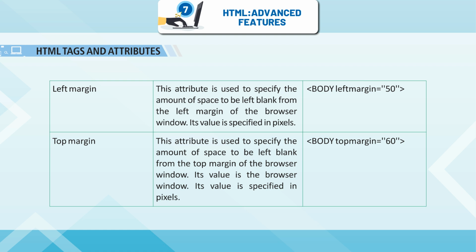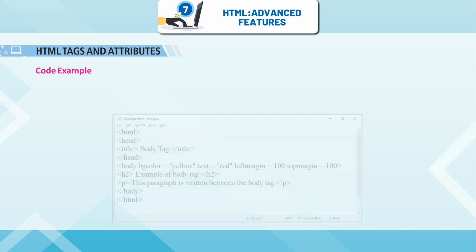Top margin. This attribute is used to specify the amount of space to be left blank from the top margin of the browser window. Its value is specified in pixels. Open body tag top margin equals "60" in double quotes.